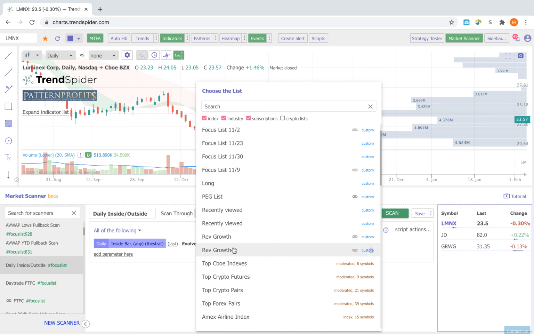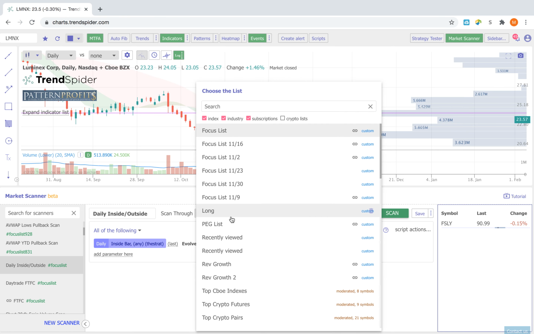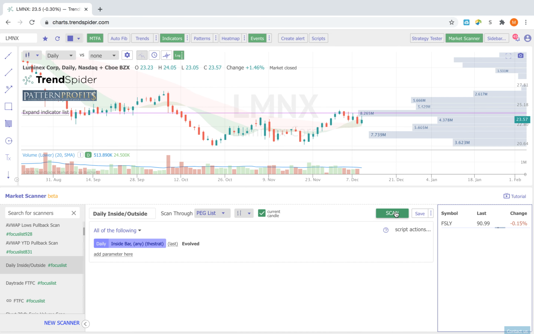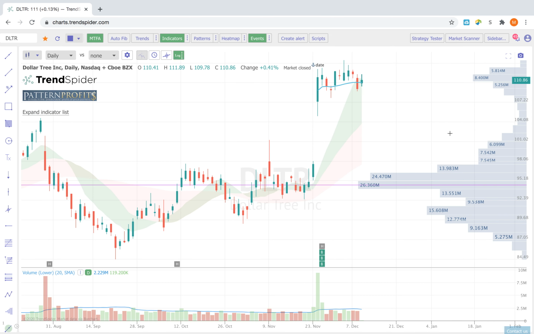I have a revenue growth list that I'll scan. These are strong revenue growers that still have negative earnings per share. I can go through my power earnings gap list. I can scan those. Again, it gives me only a few names today. Like I said, normally I have more, but this is one I've been following. Let's take a closer look at this one.